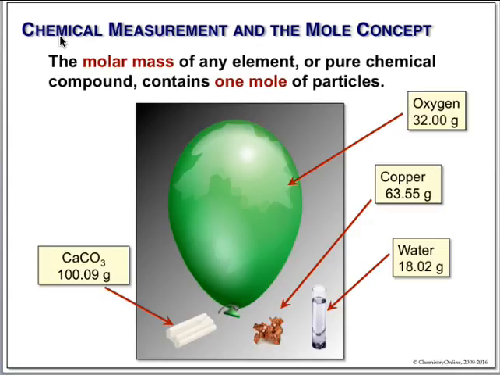And this is how we're going to be able to design reactions so that, for example, if we needed 1 mole of copper and 1 mole of O2 to make copper(II) oxide, we would take 63 grams and 32 grams, and that would do our reaction.